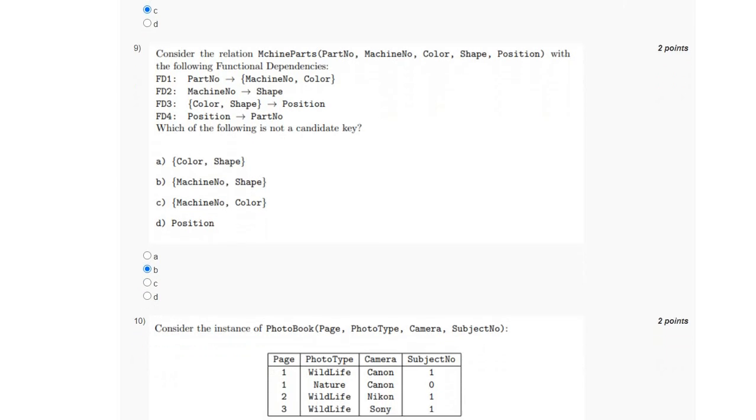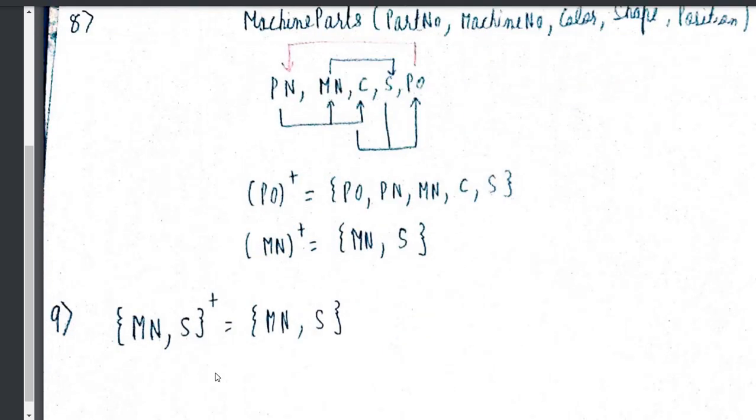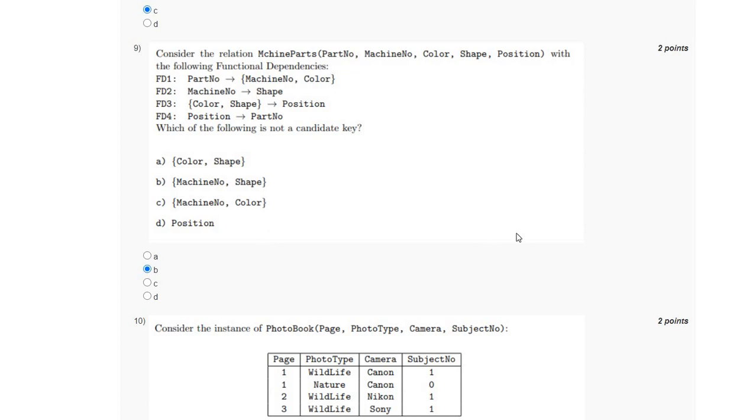And question 9 is the continuation of the previous question, and we have to find which is not a candidate key. So for finding which is not a candidate key, we simply find the closure of the machine number and shape. So we get only the machine number and shape. As we know, for being a candidate key, it should identify all the attributes, so it is not identifying it. So for question number 9, C is the answer.